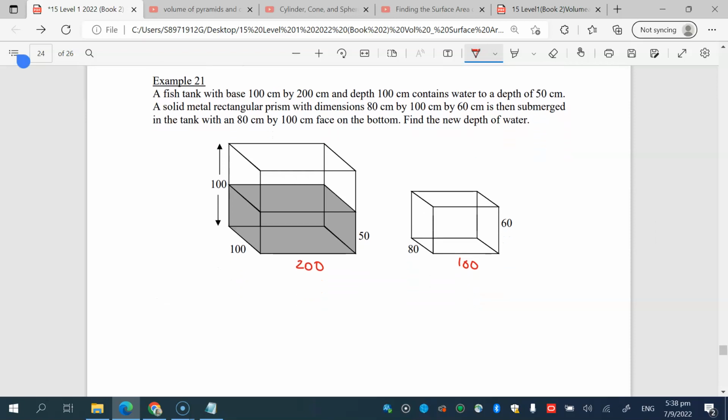So these are just cuboids, okay, very familiar since primary school. Let's find the volume of this prism first. The smaller one, so that will be 80 times 100 times 60. That is 48, and then 1, 2, 3, 4 zeros. It's 480,000 cm cube.